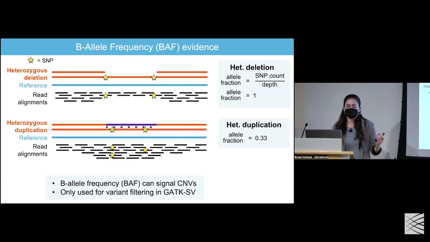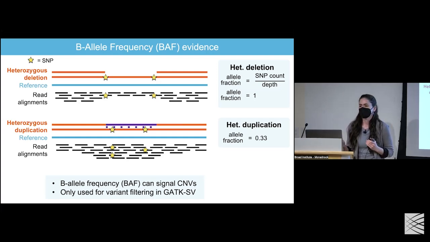In the case of a heterozygous duplication, when we have SNPs on the haplotype that is not carrying the duplication, we observe an allele fraction of around 1/3. So 1/3 of those reads carry that SNP, and the other two copies have the duplication. So you can see that B allele frequency can signal or support the presence of copy number variants, but that signal is a little bit fuzzier than some of the other evidence types. So in GATK SV, we only use BAF for variant filtering rather than variant discovery.